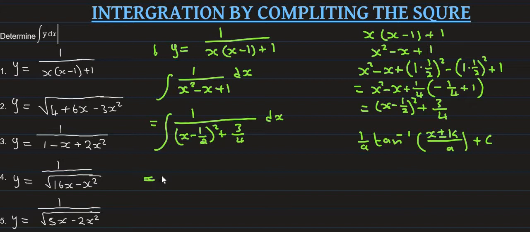So A over 1 over the square root of 3, square root of 4 over 3. Tan inverse of x plus or minus k, so x minus 1 over 2, over A, here the square root of 3 over 2.